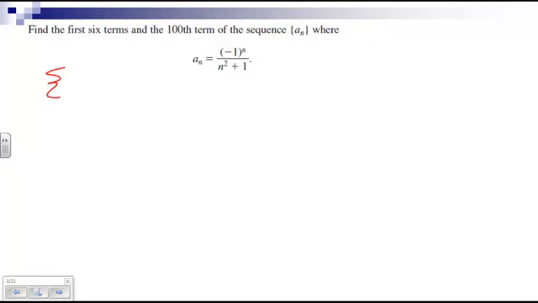So when n is equal to 1, I've got negative 1 to the first power, so a negative 1 on top. And I've got, what on the bottom? 2. 1 squared is 1, plus 1. Okay. So there's our first term in the sequence. How about the next one?